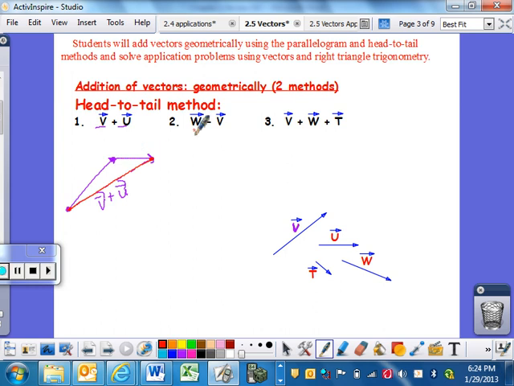Number 2, if I have vector w minus vector v. You need to just pick a starting point. I know vector w is going to go down, so I'm going to start it down here. Vector w goes that way, about that far, and then that's where it stops. And then I'm going to subtract vector v. Subtraction just means vector w plus a negative v. We know that subtraction is just addition with the negative, or add the opposite.